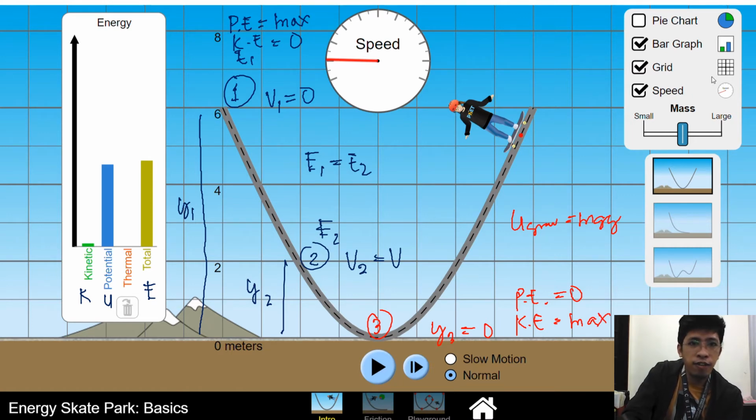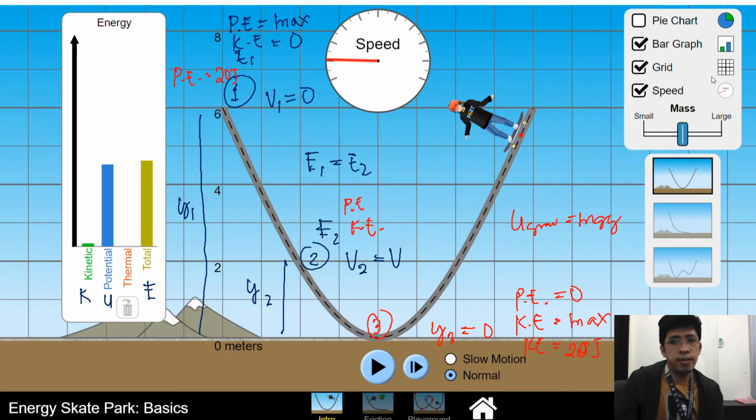Okay, so if here at point 1 we start with some potential energy, let's say 20 joules, then at point 3 your kinetic energy is equal to 20 joules. So your potential energy is fully converted into kinetic energy at point 3. Here at point 2, you have a mix of energies. At point 2, you have some potential energy, and you also have some kinetic energy.